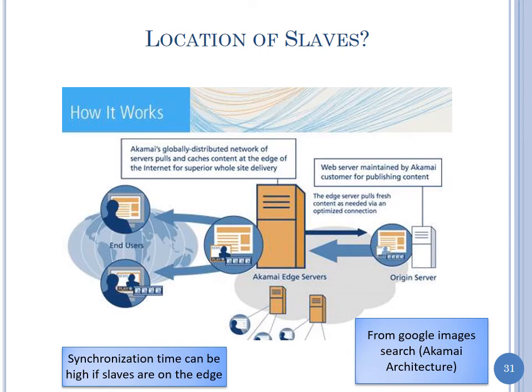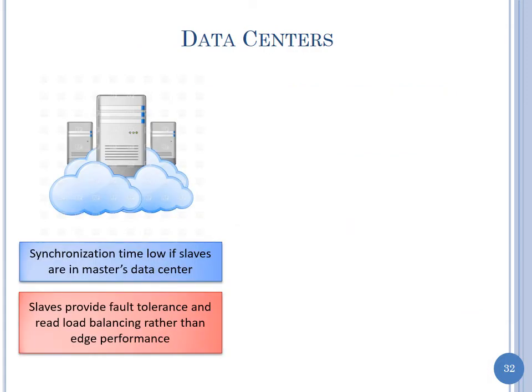So with Akamai, the whole idea of that architecture is to put mirrors very far away from the main server. So synchronization time can be high if slaves are on the edge. And what we want typically is the slaves to be very close to the masters, so we want them in data centers. Synchronization time is low if slaves are in the master's data center. And slaves are fundamentally there to provide fault tolerance and read load balancing rather than edge performance.